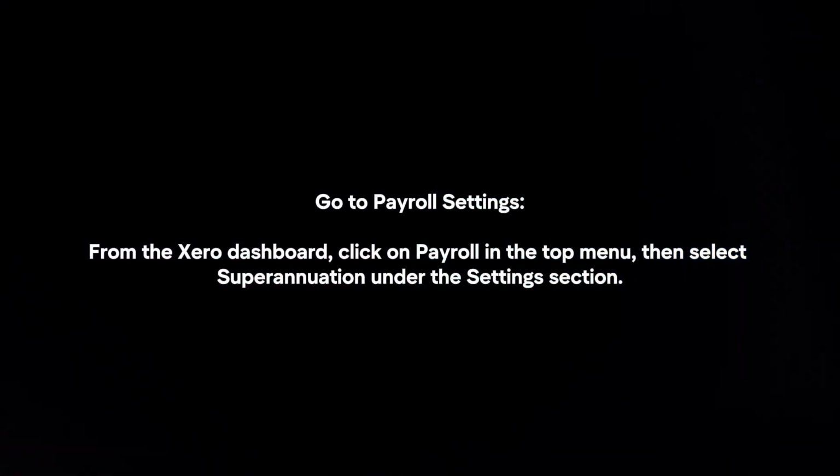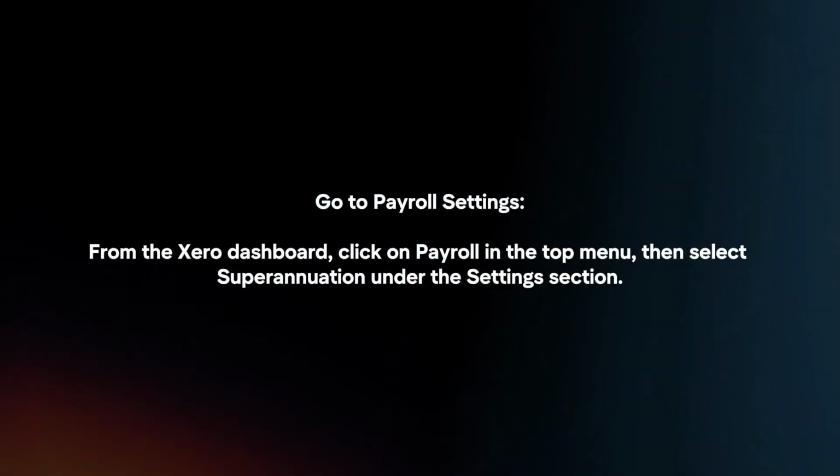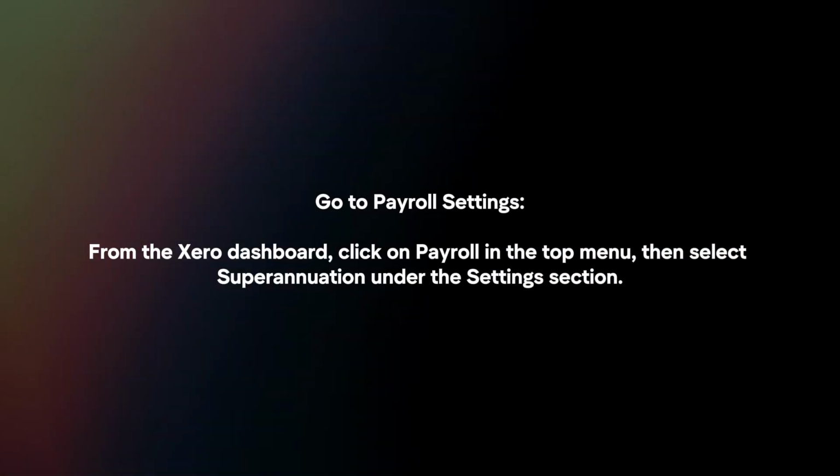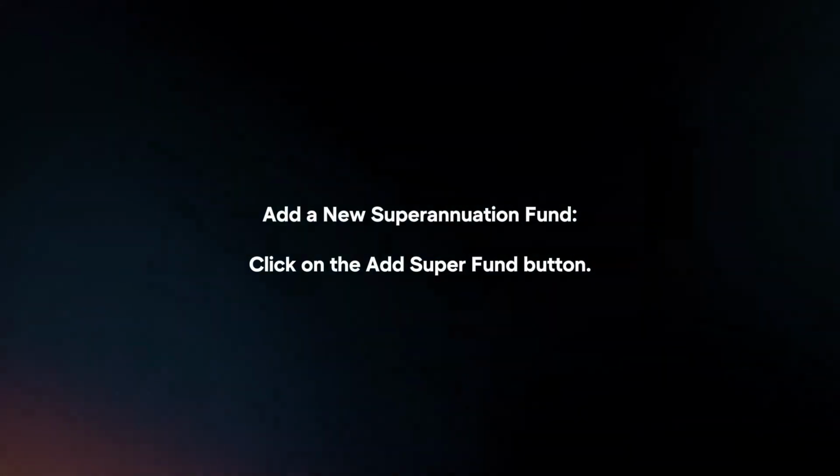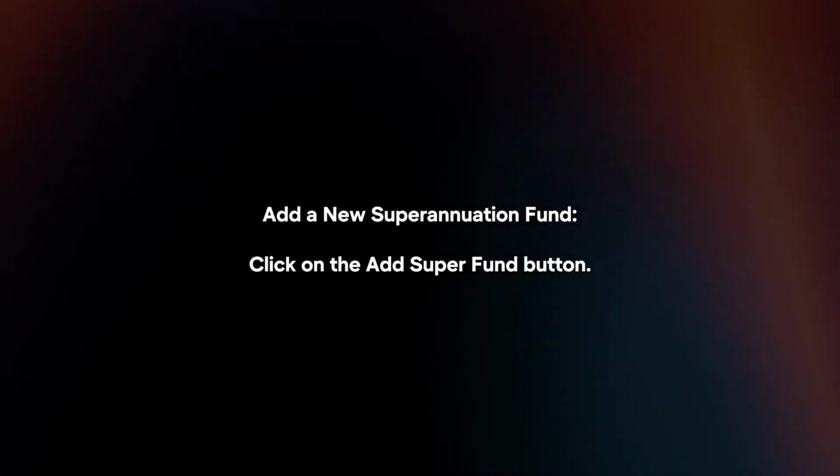Go to Payroll Settings. From the Xero dashboard, click on Payroll in the top menu, then select Superannuation under the Settings section. Add a new superannuation fund. Click on the Add Super Fund button.